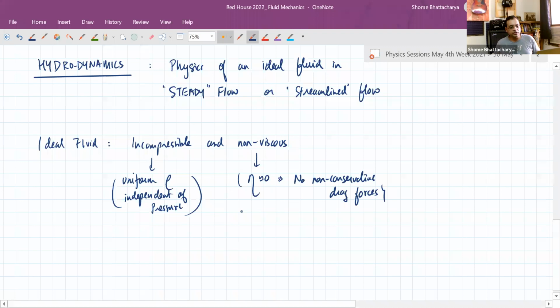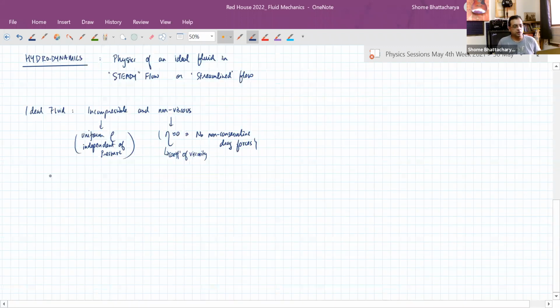Right. So non-viscous means the coefficient of viscosity, something we'll study about in more detail in the next chapter, properties of matter, is zero. So there are no non-conservative drag forces within the liquid because of any kind of relative motion. Now let's come to the term steady flow or streamline motion.